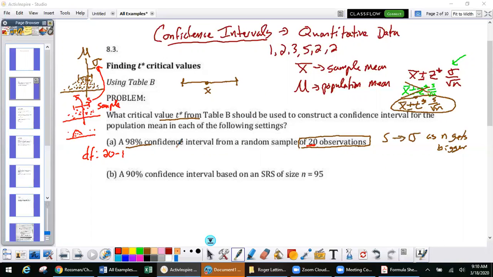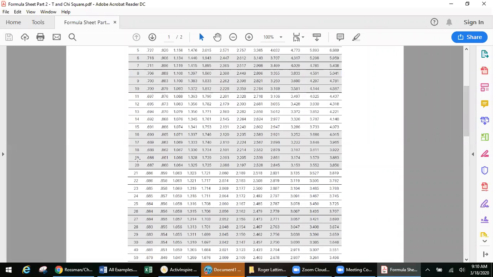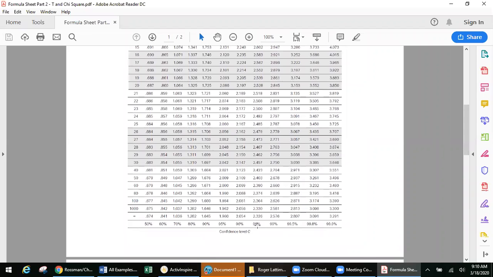All right. So the first thing that we do is we grab our degrees of freedom, which is simply your sample size minus 1. So in this case, my degrees of freedom would be 19. All right. So then what I need to do is I go and take a look at my t distribution and find 19 degrees of freedom, which is right here. And I need my confidence level, which in this case was 98%. So I find the matchup of these two columns, so 98% confidence.